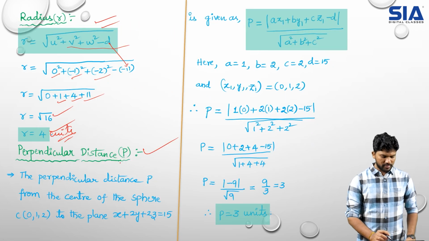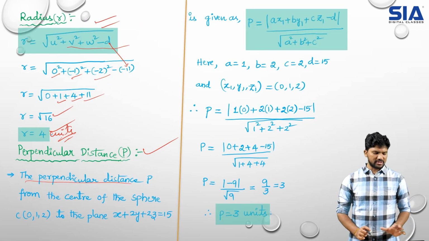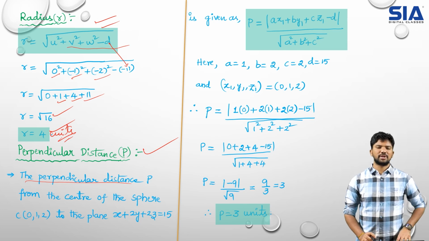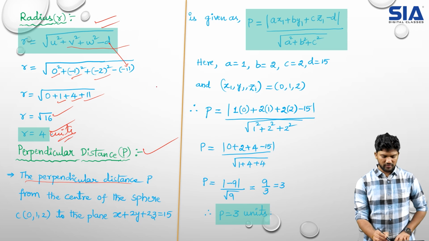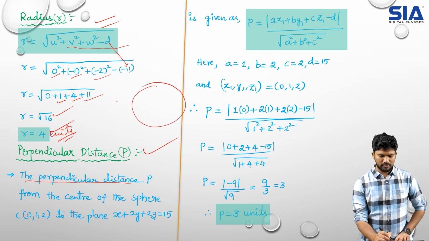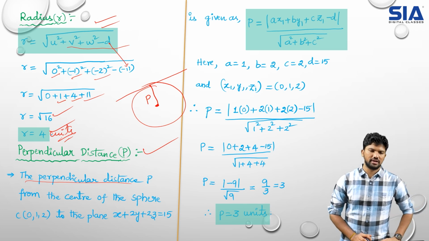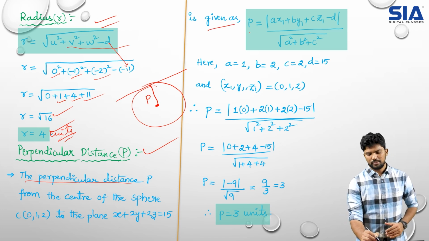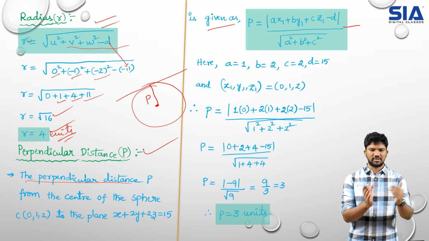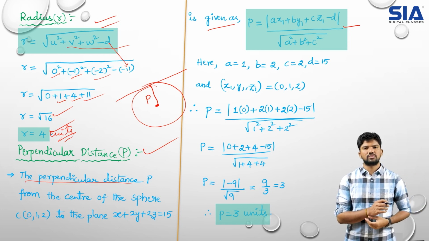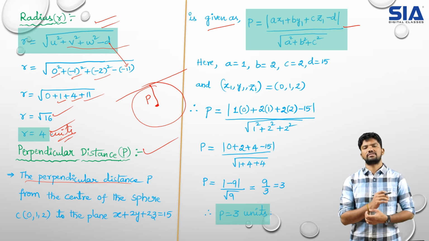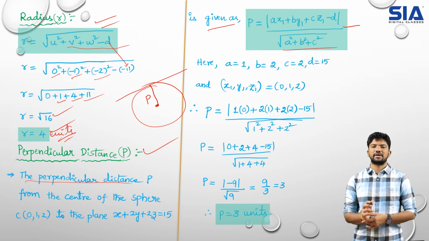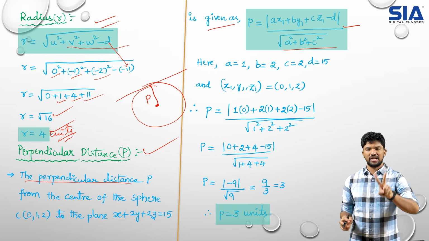Okay. So the perpendicular distance capital P from the center of the sphere to the plane x plus 2y plus 2z is equal to 15. For example, if you take the sphere like this and the plane in this format, from the center of the sphere, if you take the perpendicular distance, that distance we are taking as P. The equation for the distance from the center to that tangent plane, P is equal to the perpendicular distance. You know very well from intermediate level and school level also. P is equal to mod of ax1 plus by1 plus cz1 minus d, divided by the square root of a squared plus b squared plus c squared.